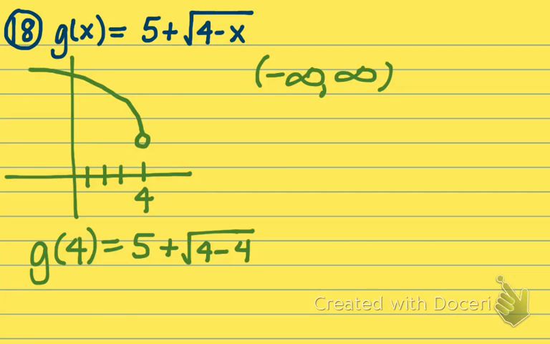So this is equal to 5 plus 0, which is 5. So I get a value, so that means that that dot is closed. That is, the function is defined here, and the coordinates of this point are (4, 5).